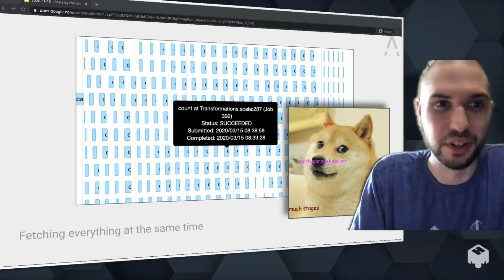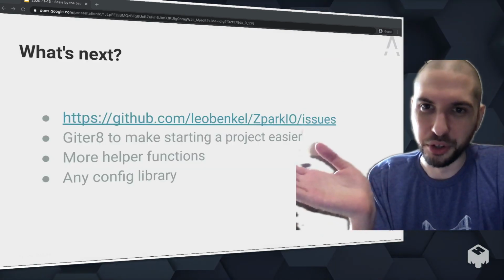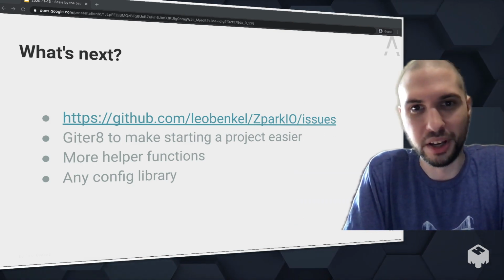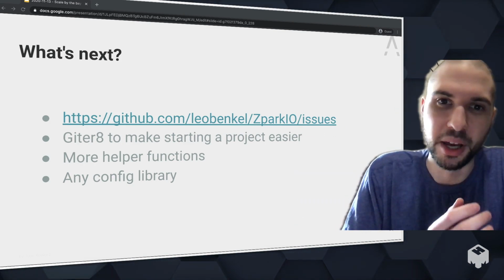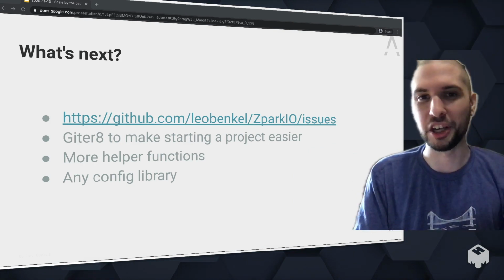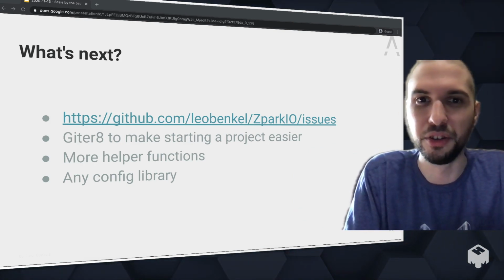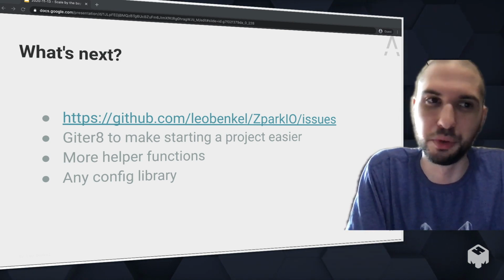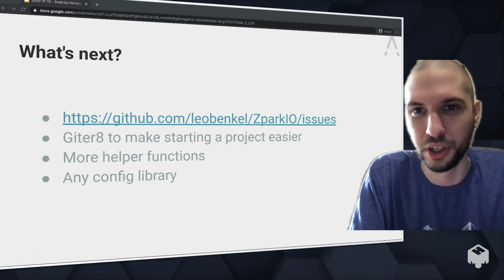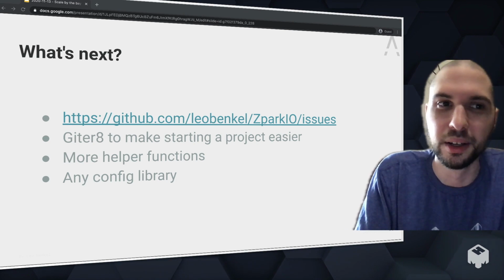We have 1 minute left, so what's next? Here are all the issues, so you can go and jump on any. One thing that I really want to make is the Gitter8 template, so you can just do sbt new zparkio and you're done. More helper functions, and use any config library. I think those are the 3 main things, and you'll see on the issue pages a little bit more.